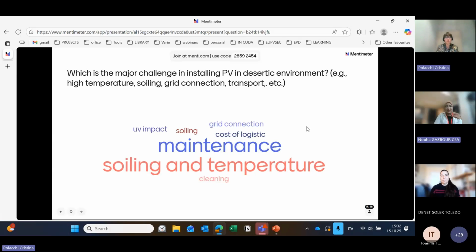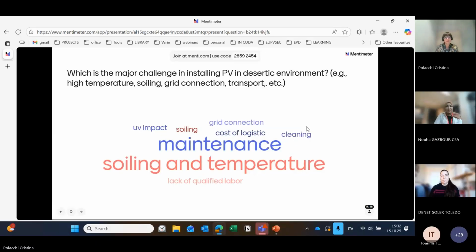UV impact. Soiling. Cleaning. Lack of qualified labor as well. Yeah. We have the social, we have the economic, we have the environment, everything. Yeah.